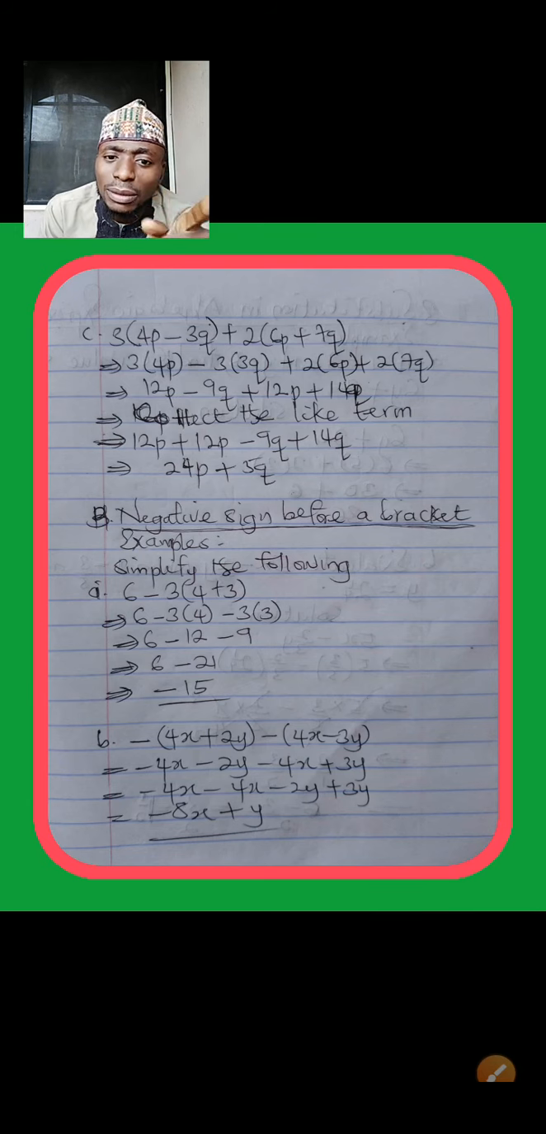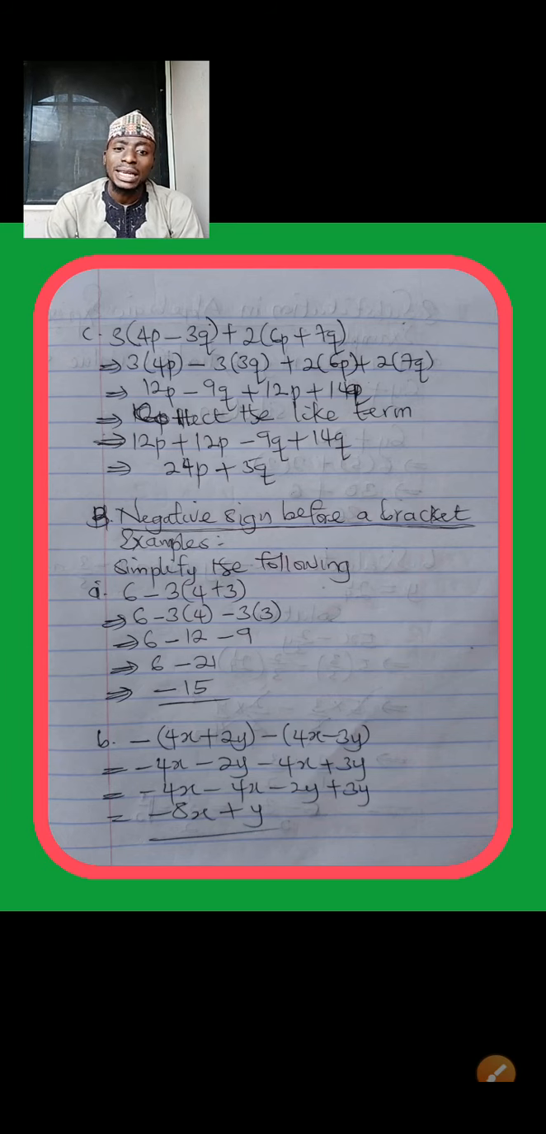So then when you do your work, 6 minus 3 times 4 is 12, minus 12, minus 3 times 3 is 9. Then you get 6 minus 21, because minus 12 minus 9 is minus 21. You're owing someone 12 naira, you're still owing another 9 naira. So you are owing 21 naira altogether. So it's 6 minus 21, so it will be minus 15.